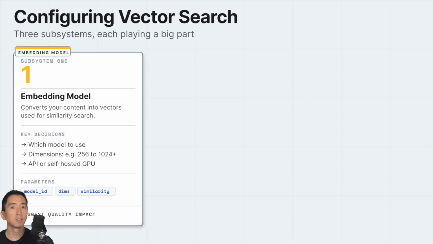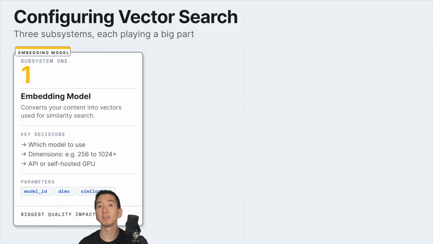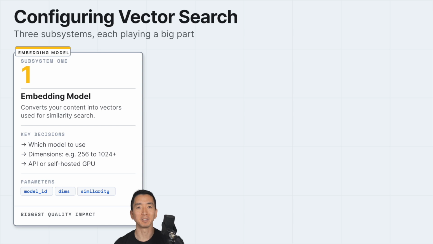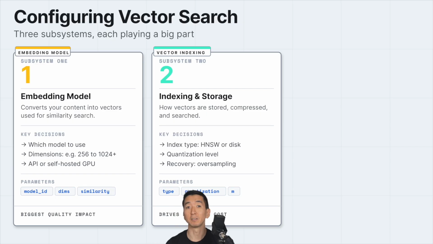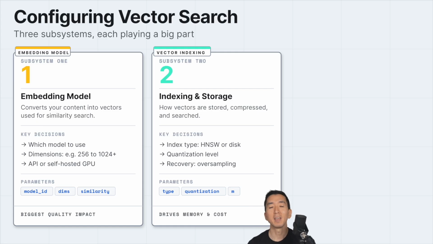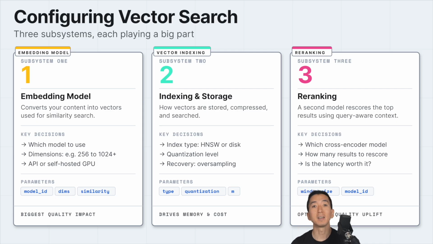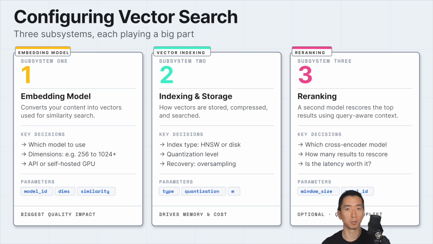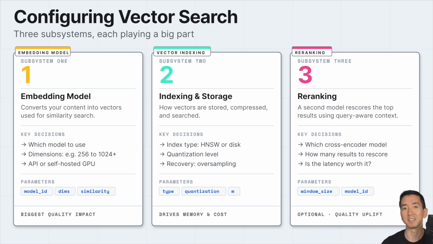To configure vector search, you're really setting up three big subsystems, each playing a big part. The first decision relates to the embedding model. That's decisions like which model generates your vectors, how many dimensions, and where it's hosted. The second is the vector indexing and storage. That defines how these vectors are stored, compressed, and searched. You need to decide on the index type, the quantization, and the recovery mechanism. The third is re-ranking. Here, you're deciding whether to run a second model to rescore the top results. And if so, which model, how many results do you feed it, and is it worth the latency?